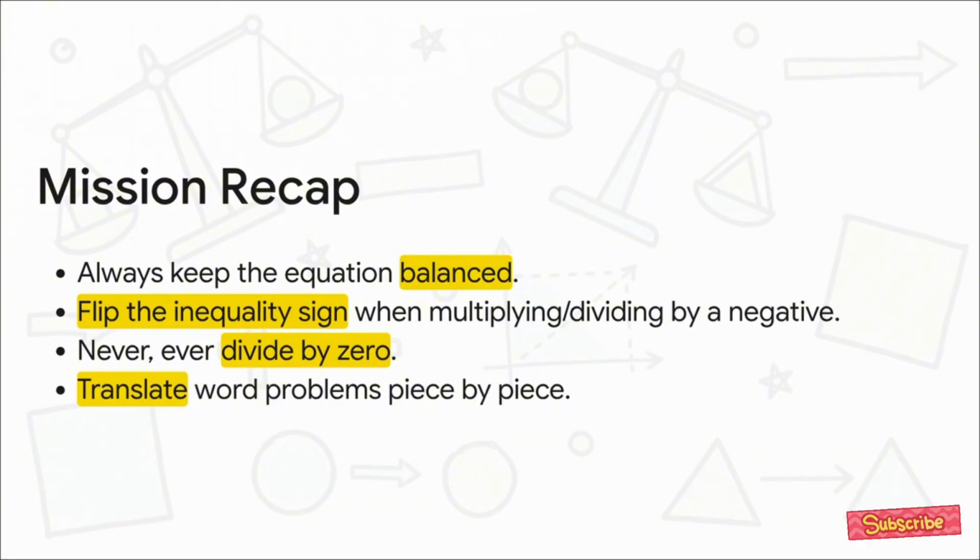What are the big takeaways? Number 1, always keep your equation balanced. Number 2, remember that inequality twist. Flip the sign when you multiply or divide by a negative. Number 3, never, ever, ever divide by 0. And finally, be a code breaker when you see a word problem. Translate it carefully. So there you have it.